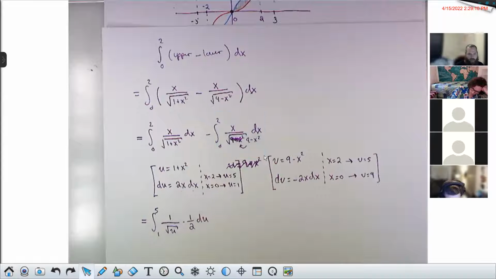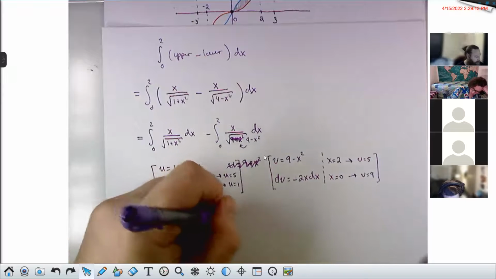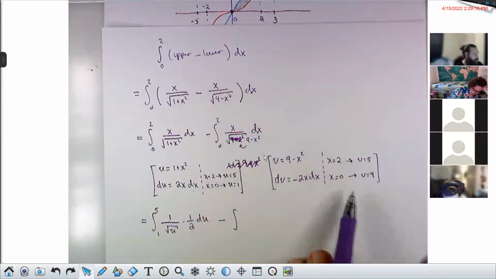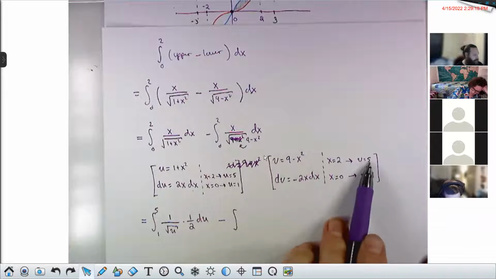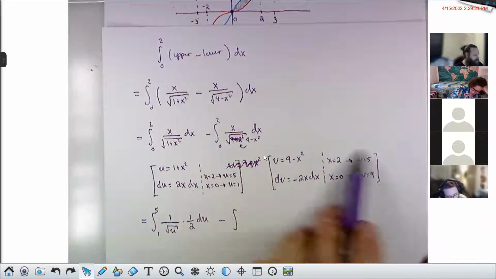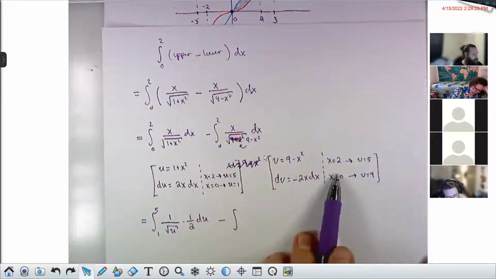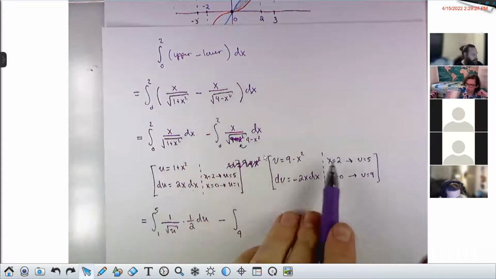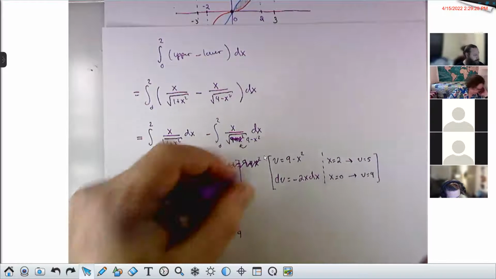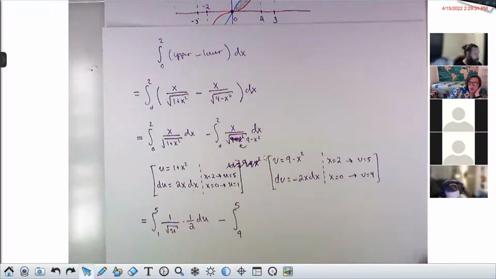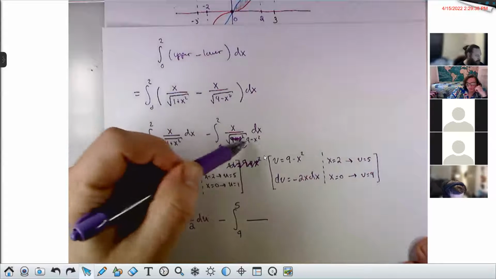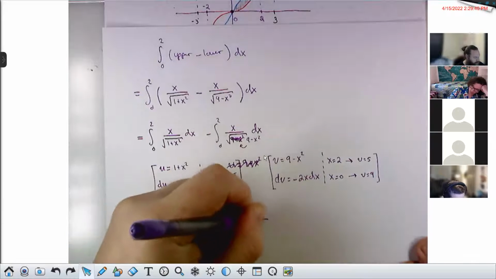Something similar is going to happen over here. So I'll write minus the integral. The integral here is going to run from 9 to 5. I know that seems like it's in the wrong order, but the lower bound 0 gets changed to the lower bound 9, and the upper bound 2 gets changed to the upper bound 5. Put in the stuff we see right away. Downstairs, I have the square root of 9 minus x squared. That's going to be the square root of v.